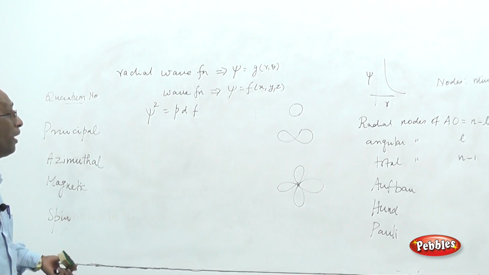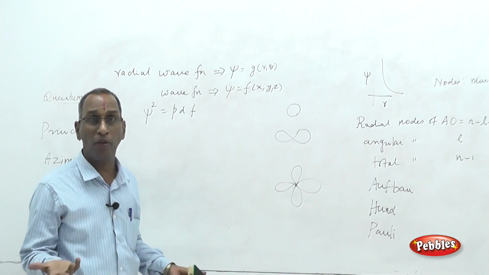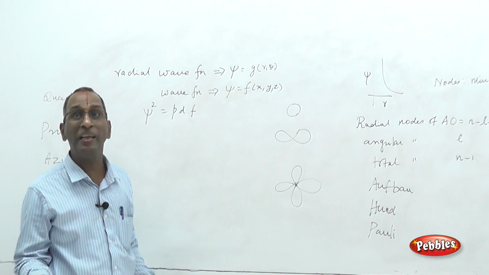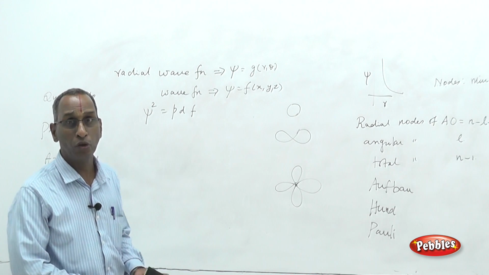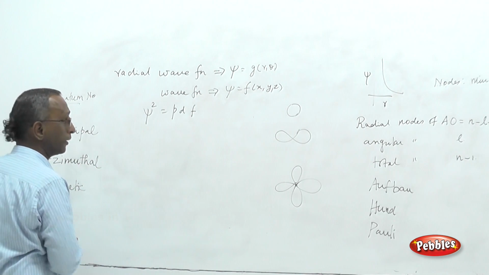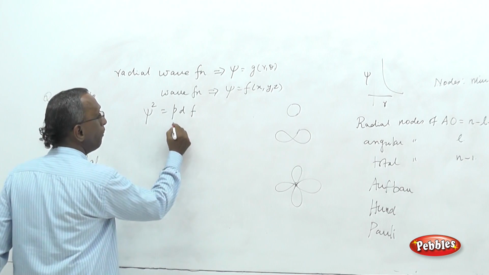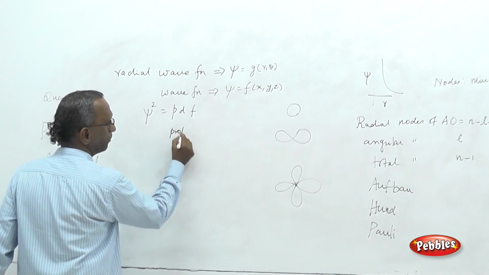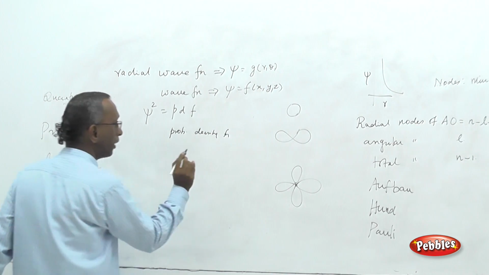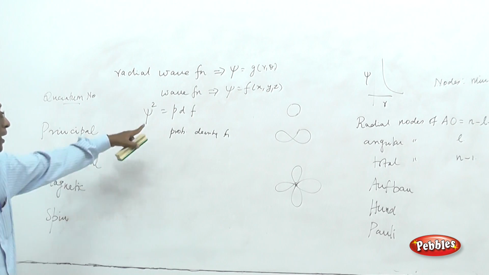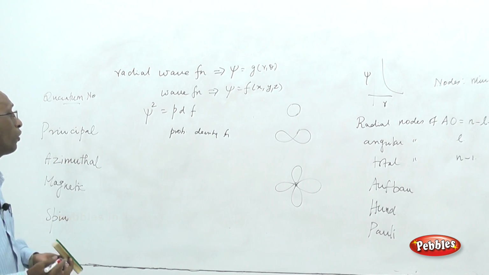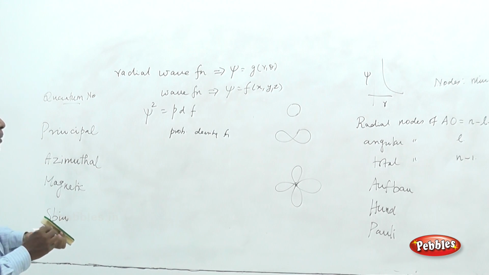Here psi can be a negative value. If you solve the equation, psi can take the negative value. But negative distance is meaningless, so we take only the square value. So the physical significance of psi squared: psi squared is called the probability density function. This function can be negative, which is meaningless, so it is taken as a square so that it acquires a positive value. Psi squared's physical significance is the probability density function.